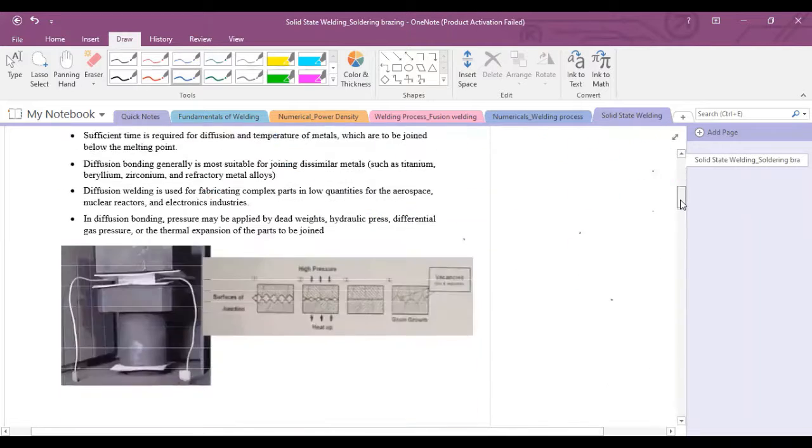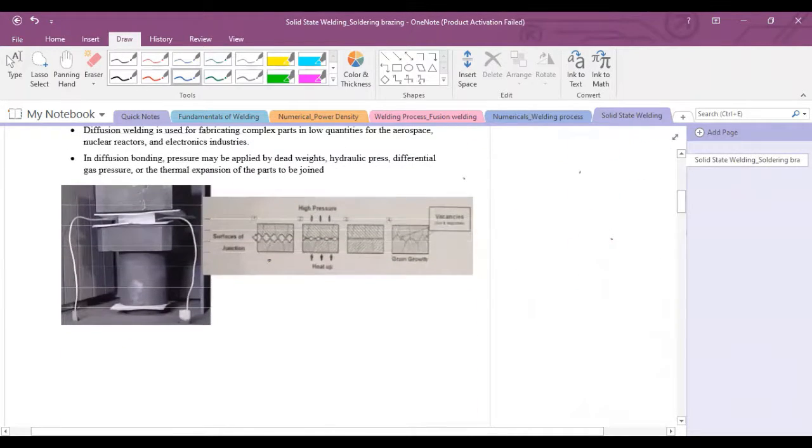During diffusion welding, as you can see here, in step 1, both parts are placed together. In step 2, heat and pressure will be applied, and in step 3, diffusion is occurring between the interface, and in step 4, fine grains are formed during diffusion welding. This is the practical picture of diffusion welding. This is the hydraulic press.